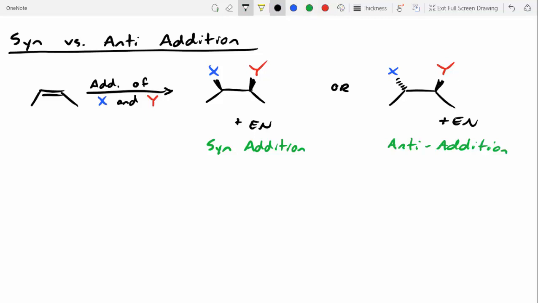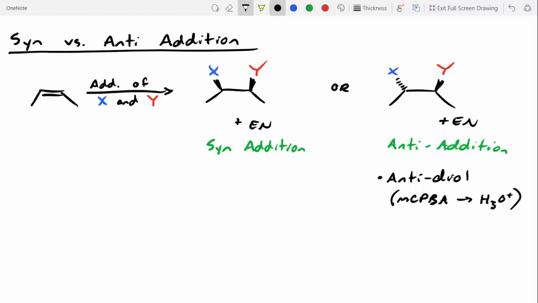So I'll start out easy for you guys. Anti-diol is going to give you what? Anti. What reagent do we need for anti-diol? Does anybody remember? It was an acronym? MCPBA, followed by an acid workup. Okay, so that gives you anti-addition.